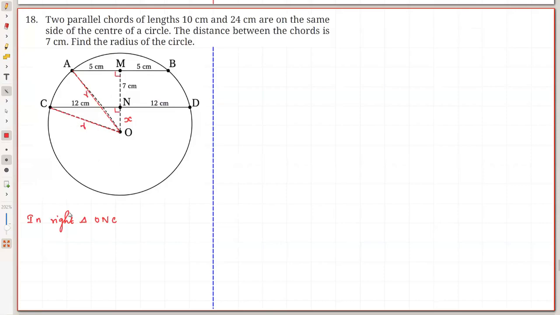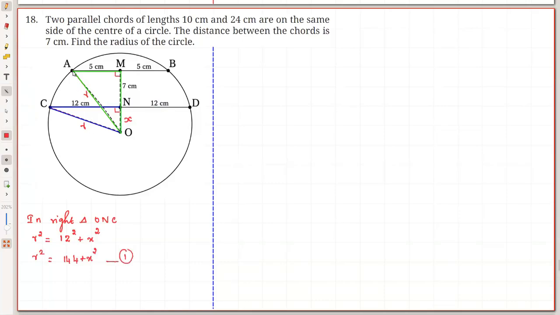Apply the Pythagoras theorem. Hypotenuse square, R square, is equal to the sum of the other two sides square. Just consider only this right angle triangle ONC. R square is equal to 12 square plus x square. So R square is equal to 144 plus x square. I'm taking this as equation number 1.